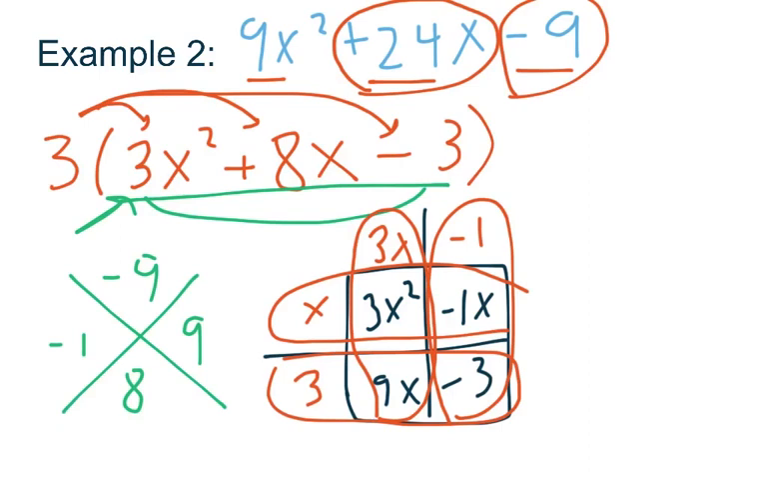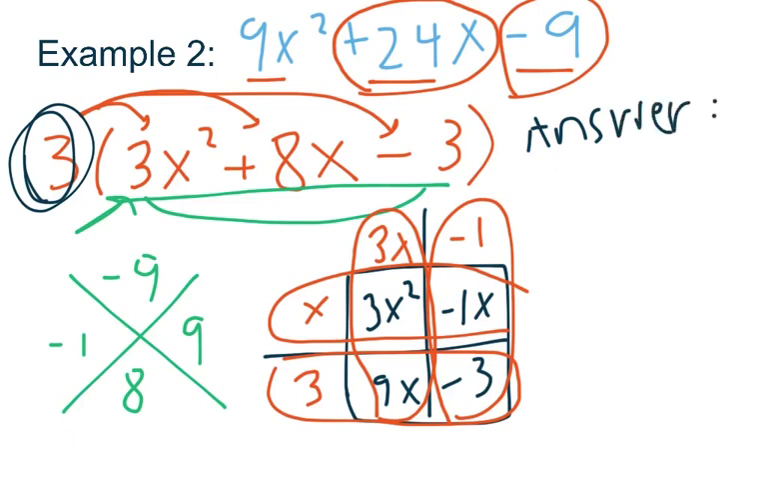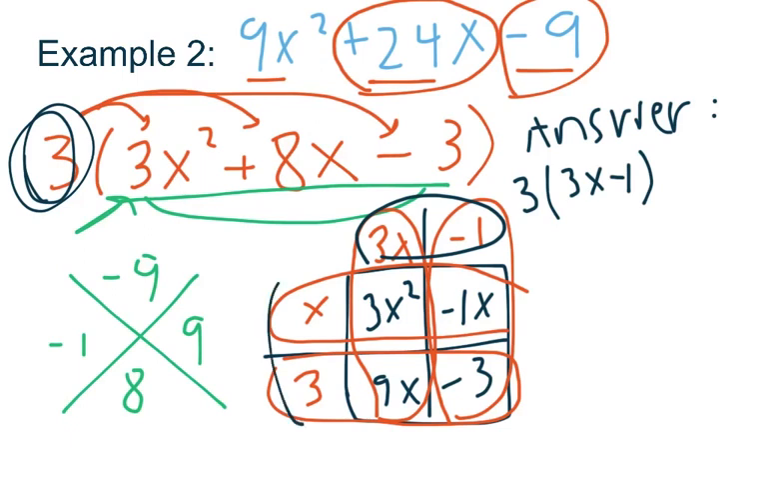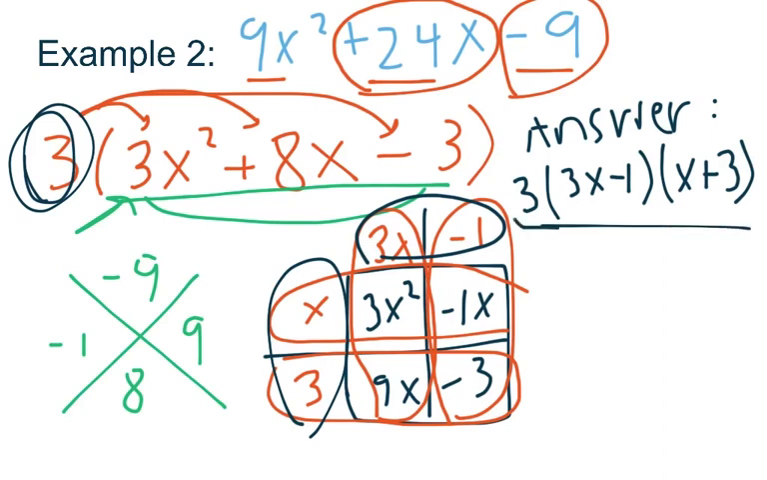And at this point, we're ready to write it in factored form. So remember, this 3 right here is still on the outside, so I need to write that first. So we're writing our answer over here. So it's 3 parentheses. Now we're going to take from here. So 3x minus 1, and the other parentheses is x plus 3. And that is our final answer.